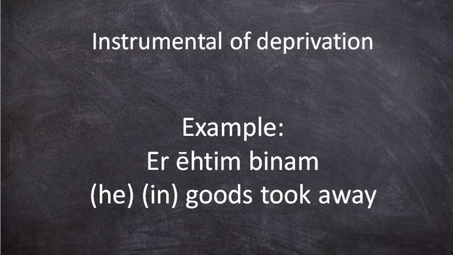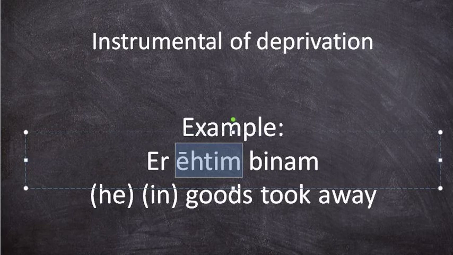All right, so let's move on. Here is our second example of "ichtim binam." So, he in goods took away. So what is in the instrumental? It is echtim, which means possessions. Again, this is the plural dative, but acting instrumentally, because again, the instrumental merged into the dative.